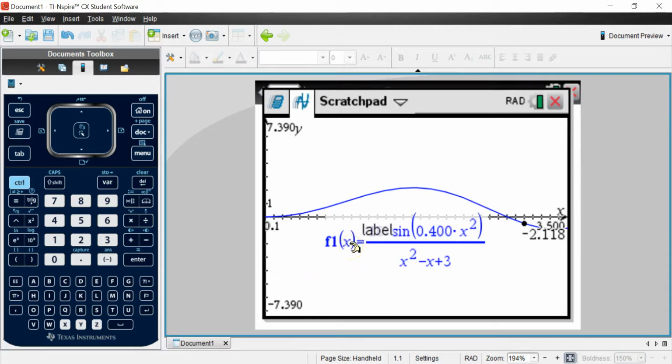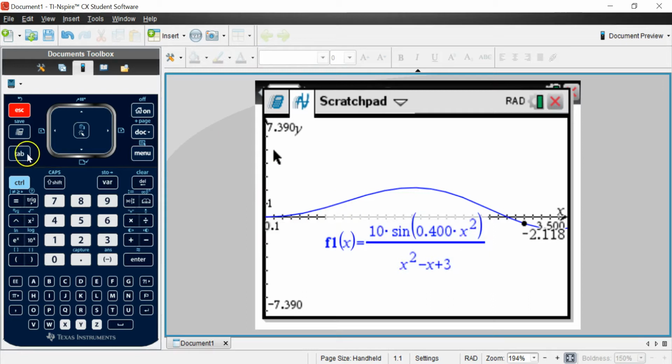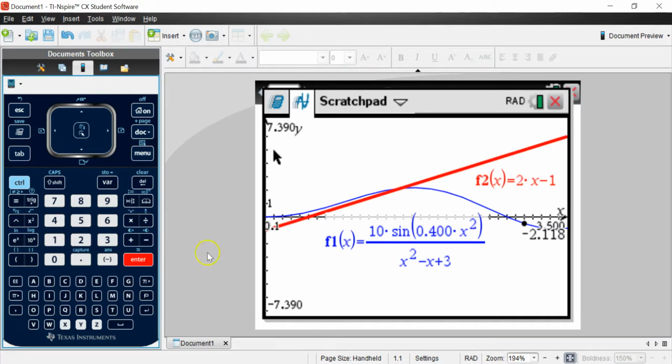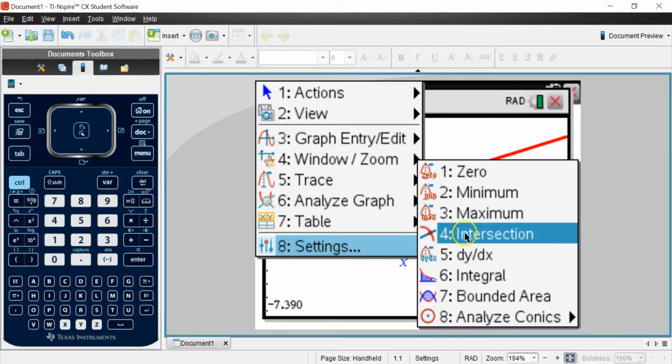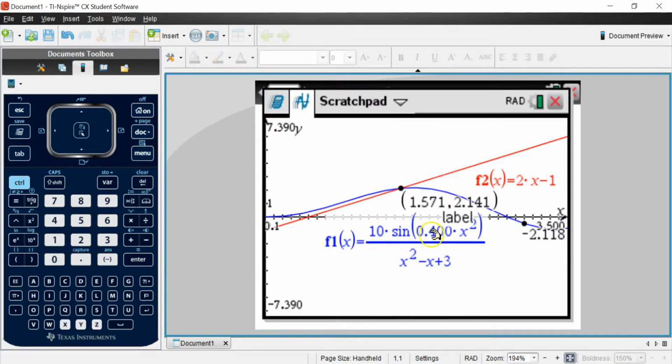Here's my velocity expression for the first particle. I want to enter the velocity expression for the second particle. And I'm looking for where on the interval 0 to 3.5 these velocities are the same. That's your point of intersection. So I'm going to go to Menu, Analyze Graph, Intersection, little to the left, little to the right, and the intersection point is at 1.571, comma 2.141.